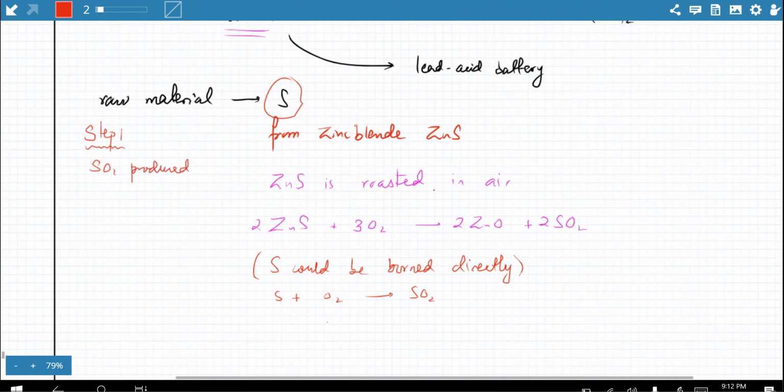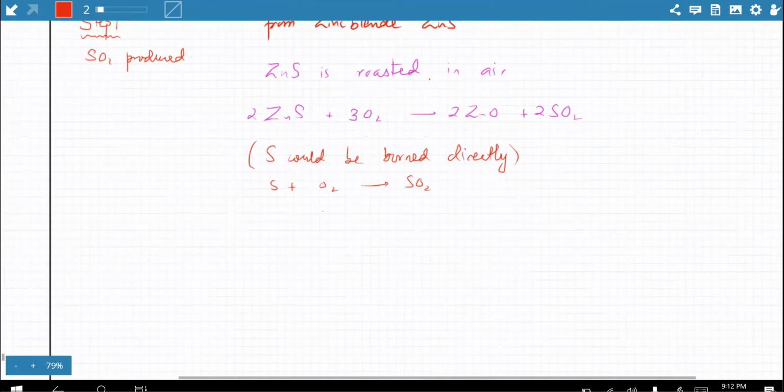So the next part is that once you're done with SO2, there are two ways: either roast zinc blend, or if you have sulfur, you can directly burn sulfur and it's going to produce sulfur dioxide. The next part is step number two. In step number two, you take that SO2 and react it again with the air.